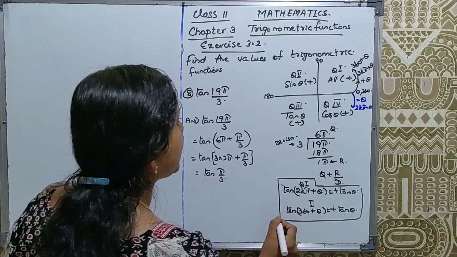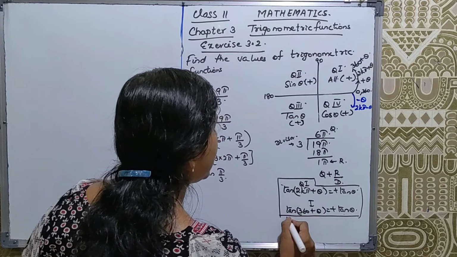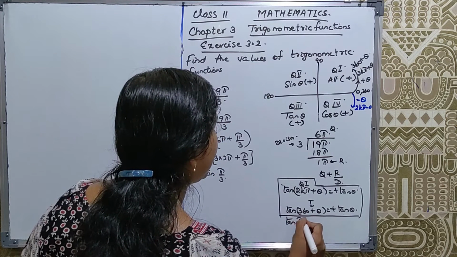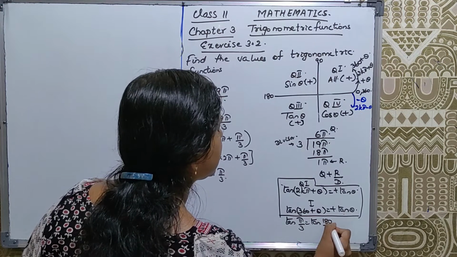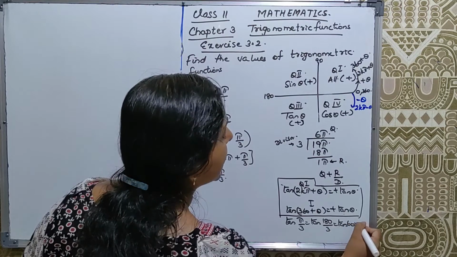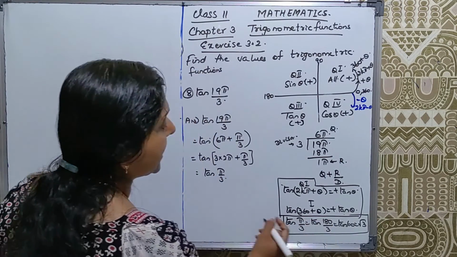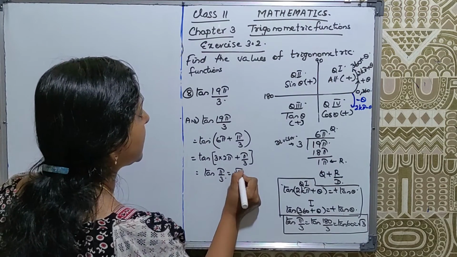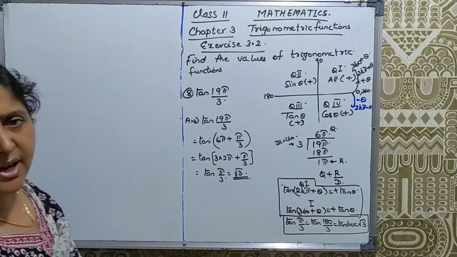Tan π/3 is tan 180/3, equal to tan 60. Tan 60's value is root 3. Those who want to write, they can write directly. So its answer is root 3. That is the answer. Now we'll go to question number 9.